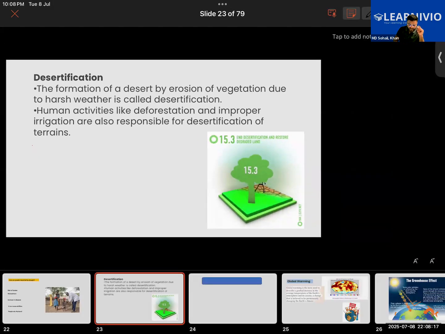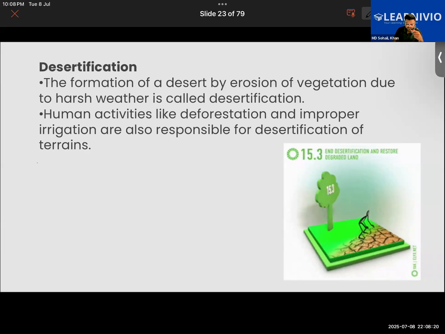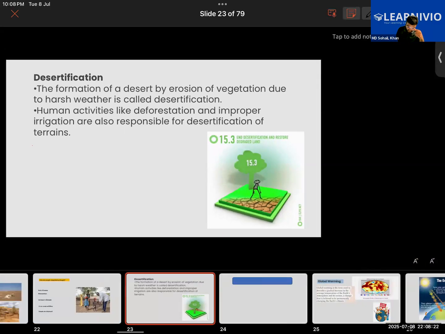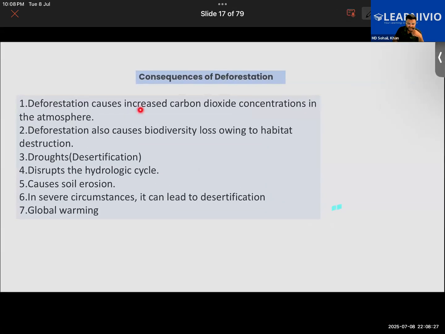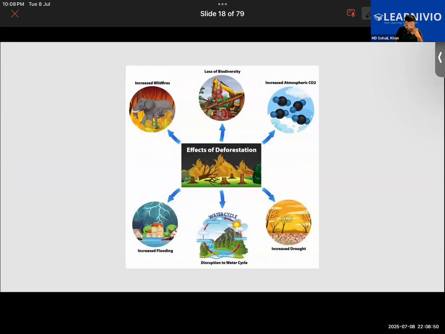So far we have learned about the consequences of deforestation, although this topic is not completed yet. We learned that it can lead to an increase in carbon dioxide gas in the atmosphere. It will lead to loss of biodiversity, and we learned about drought and desertification. Further, it will lead to global warming also. It will disrupt the hydrological cycle, which in simple words refers to the water cycle. It will even lead to soil erosion. Desertification we have already discussed.